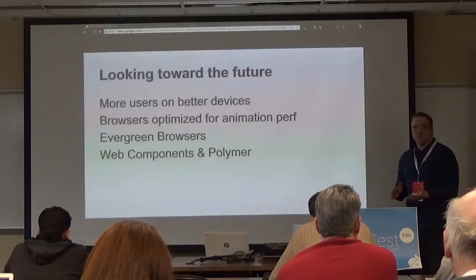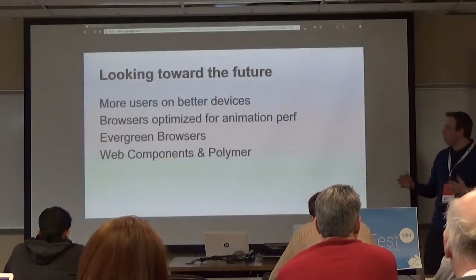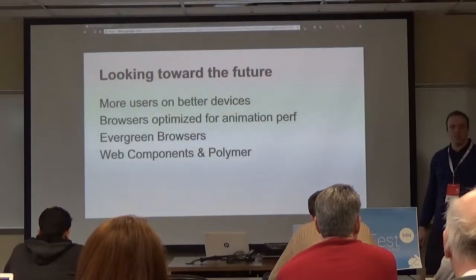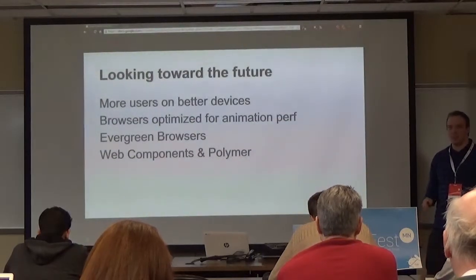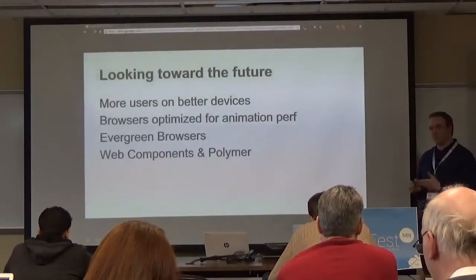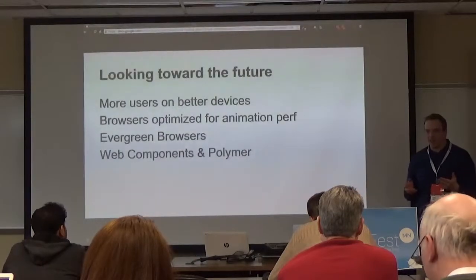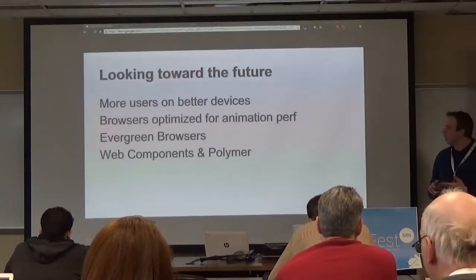So looking towards the future of material design and front-end development, we can expect more users to be on better devices. Devices are getting better all the time, they're more powerful, they're getting optimized for animation. Things have gotten a lot faster already. It used to be, for example, Box Shadow was super slow to animate. Now it's actually pretty quick.